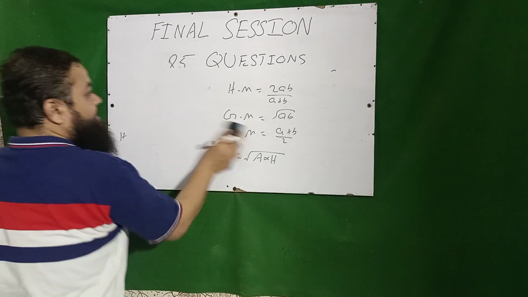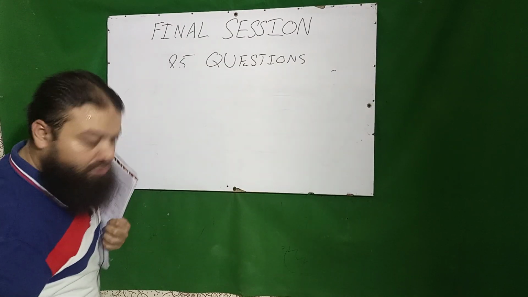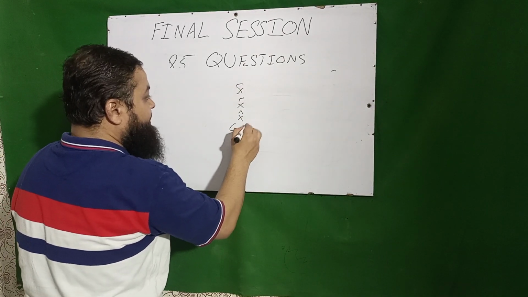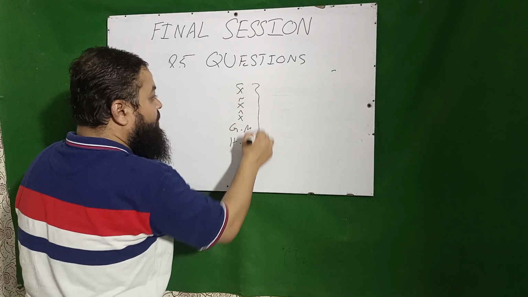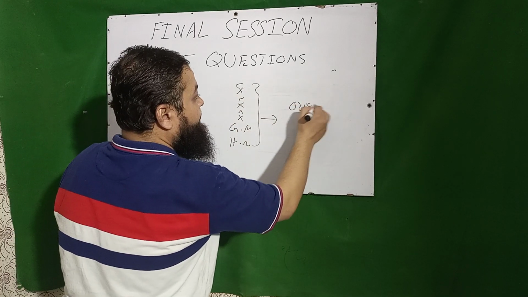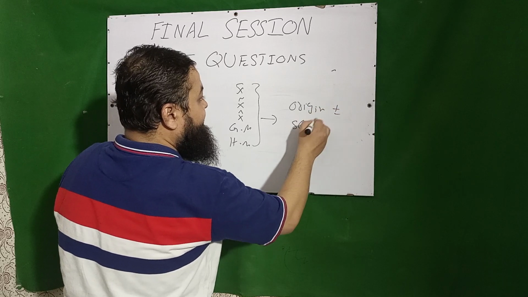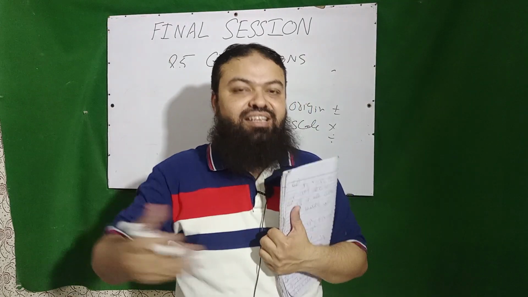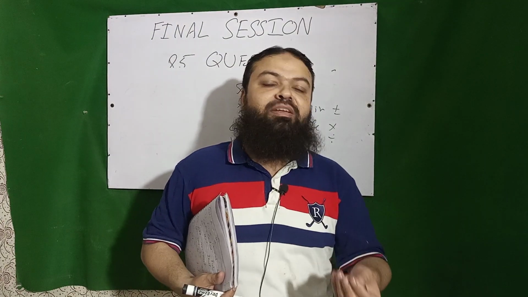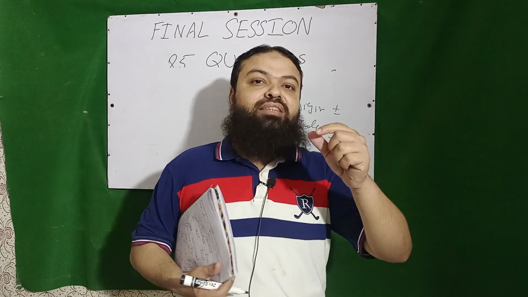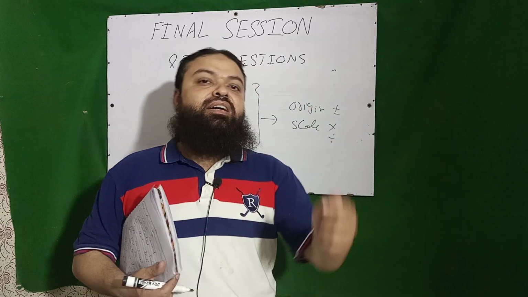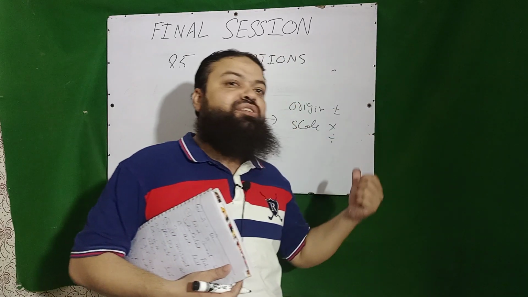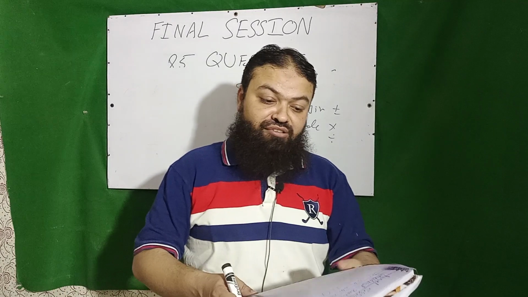Now, a very important concept I will discuss with you. Dear students, all averages, mean, median, mode, geometric mean, harmonic mean, are all affected by origin, plus or minus, and scale, multiply or divide. If a constant value is added to the data set, the mean, median, mode, geometric mean and harmonic mean are changed. They are not independent of origin and scale; they are dependent upon origin and scale. All these questions can be asked in every written test of statistics.